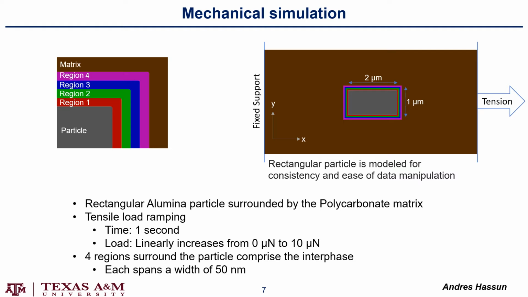On the right side, we have a tensile load ramping up over the course of 1 second linearly from 0 micronewtons to 10 micronewtons. In order to get the measurements, we have 4 regions surrounding the particle, which comprise the interphase, and each one spans a width of 50 nanometers.